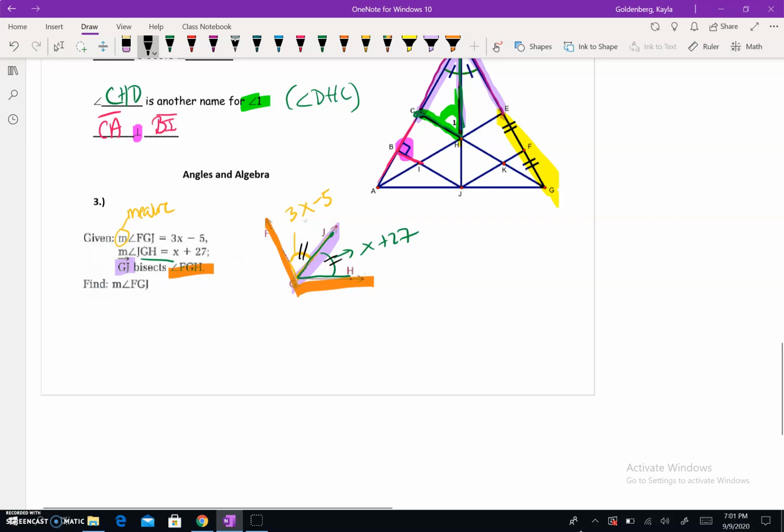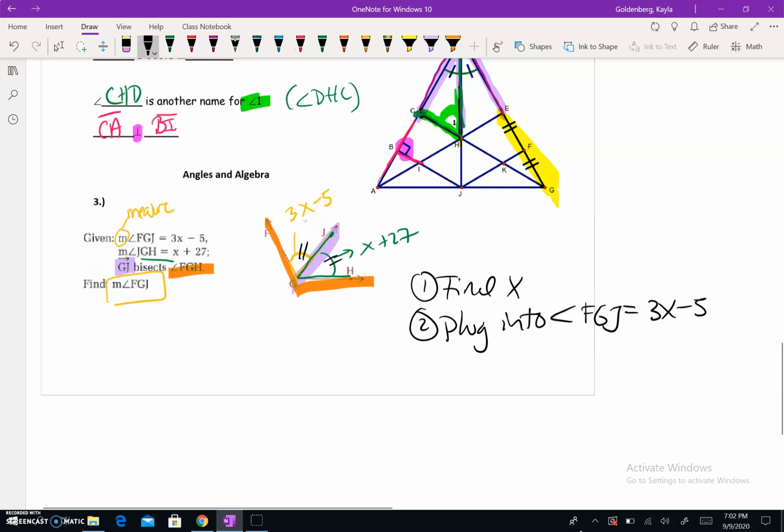They're asking me specifically what is the measure of angle FGJ. That's that yellow angle, the one over on the left side. If I want to find anything, I have to first find x. Second, I'm going to plug into angle FGJ, which is, remember that yellow one, 3x minus 5. And so I'll find x and I'll find the degrees by plugging it in. Now I need an equation that's true. So looking at my clues, I'm told that those two angles are exactly equal. So I'm allowed to say 3x minus 5 is equal to x plus 27.